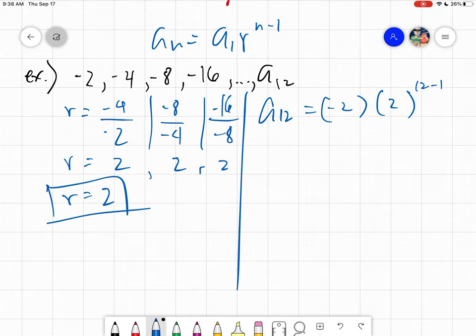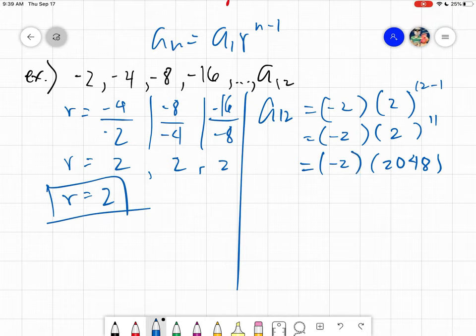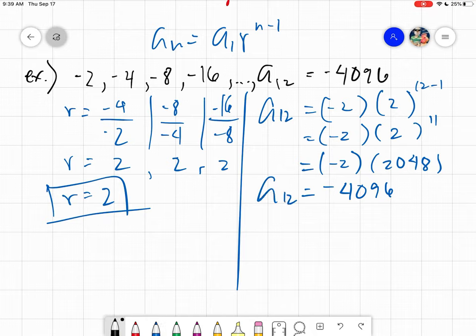Okay? And then solving again, do not touch anything unless you are evaluating. So, just copy it. 12 minus 1 is simply 11. And 2 raised to 11, by using your calculator, the answer is 2048. This is still negative 2 because you did not touch it. And multiplying this by negative 2, the answer would be negative 4096. A sub 12. And therefore, you have already obtained your answer.